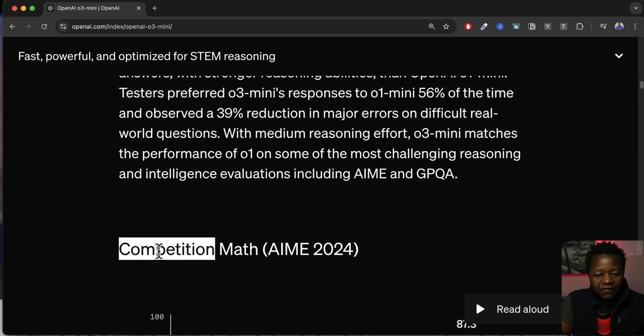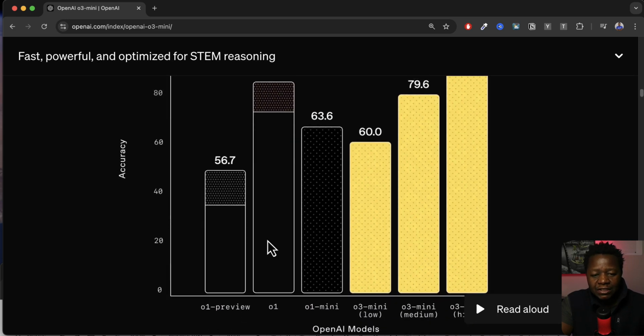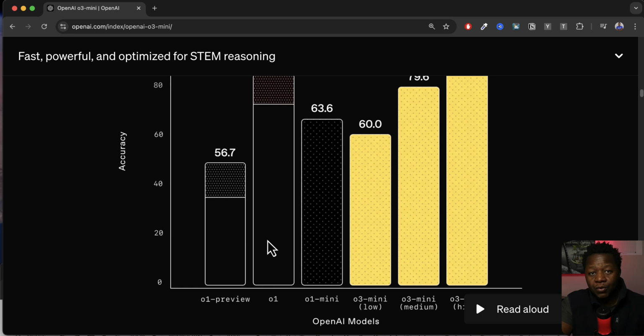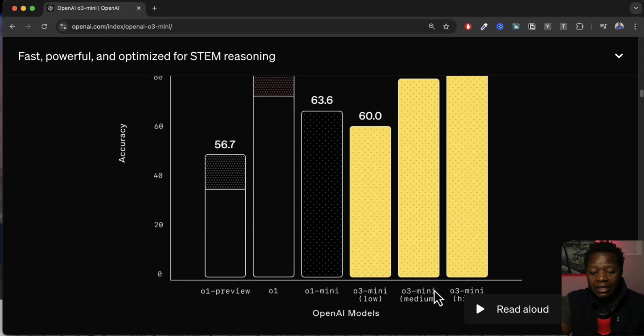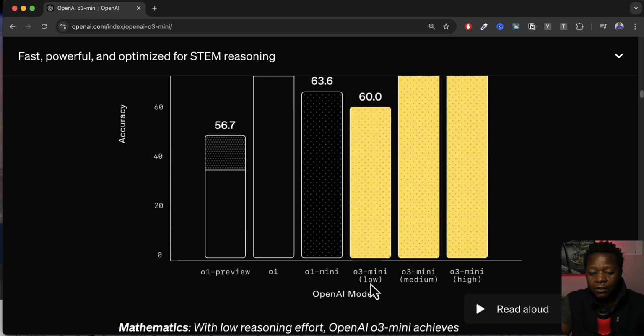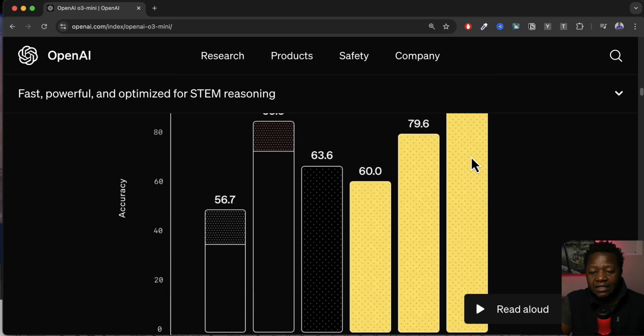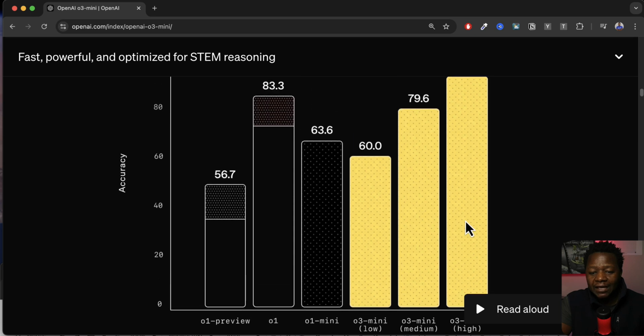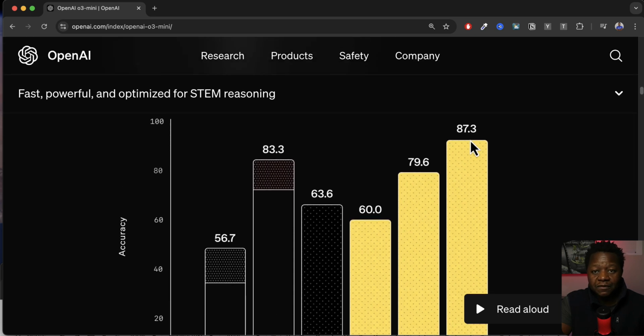Now you can see here they've got this competition math, and they're doing this benchmarking with their own previous models, which is interesting. I like the way they are thinking. Instead of saying, well, we're better than R1 and so forth, they are implying that they are, but using only benchmarks with their own models. You can see here that O3 mini comes in low, medium, and high. Of course, the O3 mini high is really high in terms of the benchmarks when it comes to optimizing for STEM reasoning.